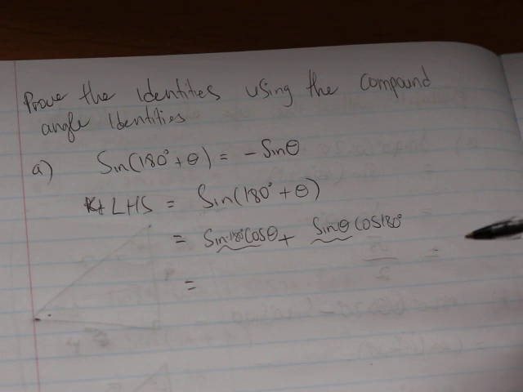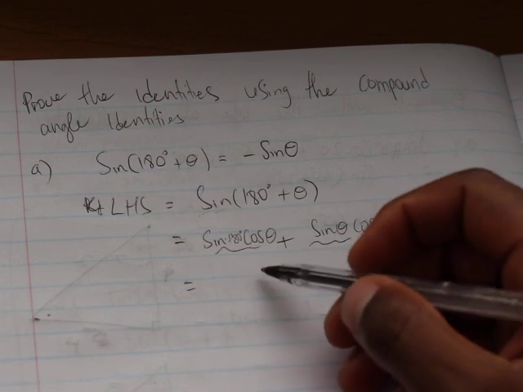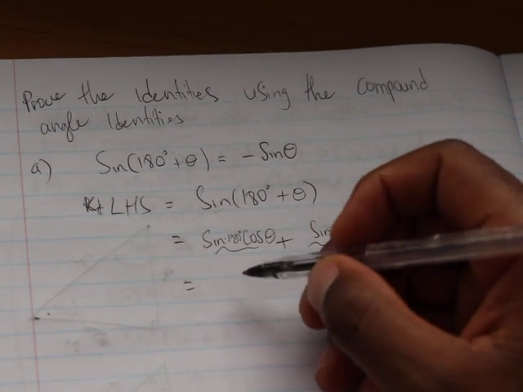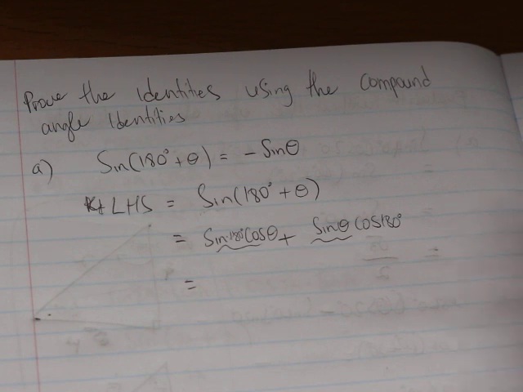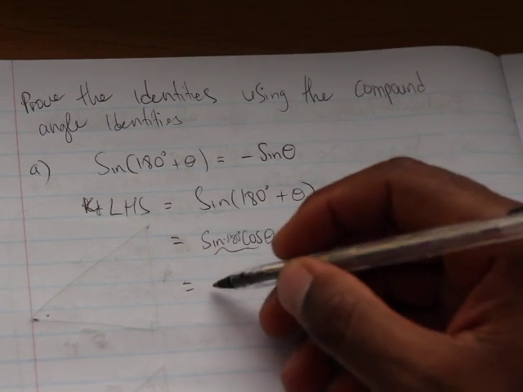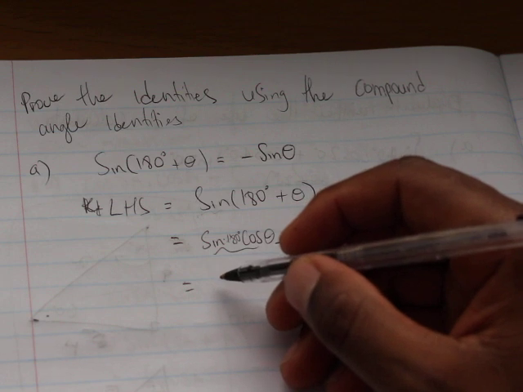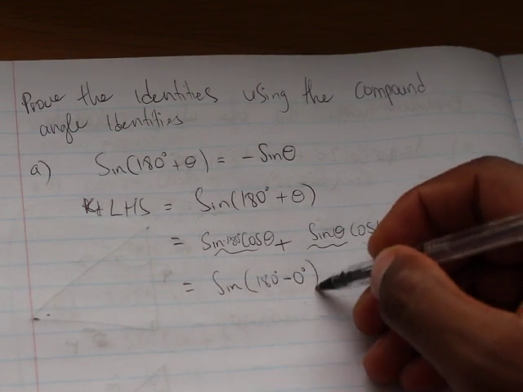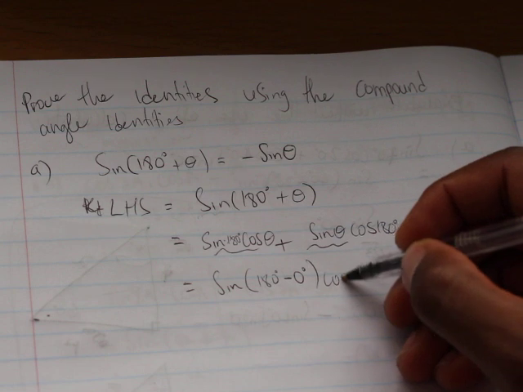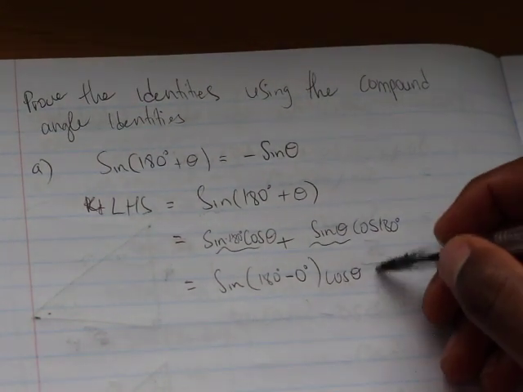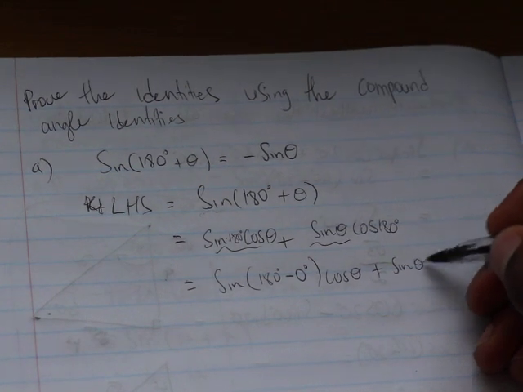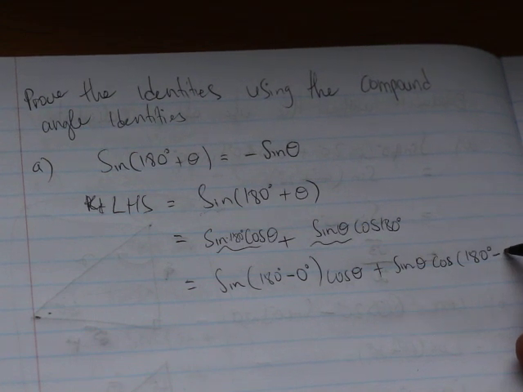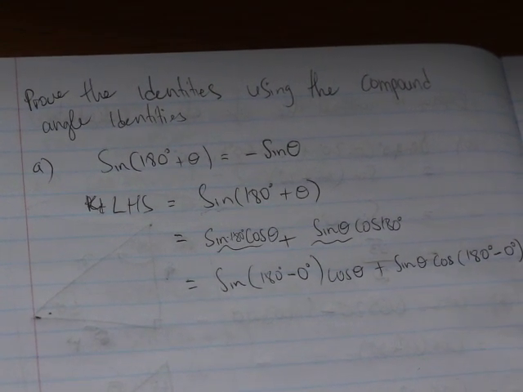Now how do we simplify this? The sine of 180 degrees, the sine of 180 degrees, how do we simplify that? Because we can rewrite the sine of 180 degrees as the sine of 180 degrees minus 0 degrees, times the cosine of theta, plus the sine of theta and then the cosine of 180 degrees minus what? Minus 0 degrees, okay?